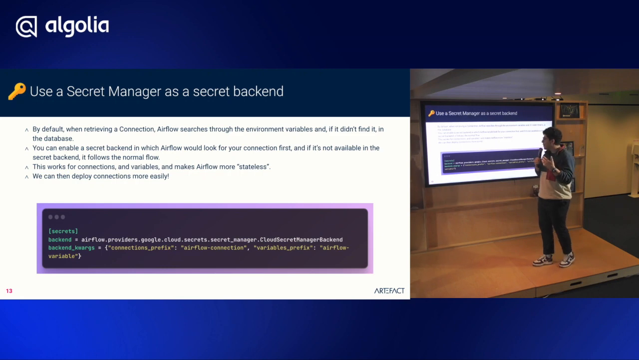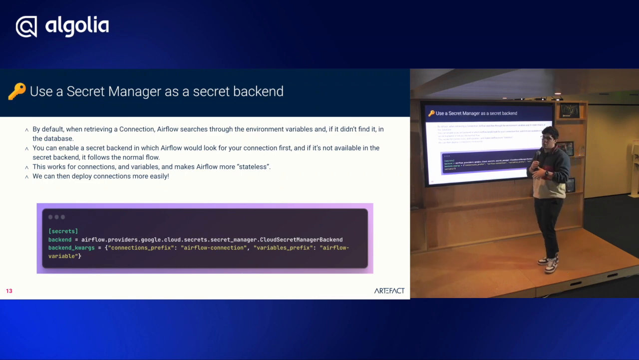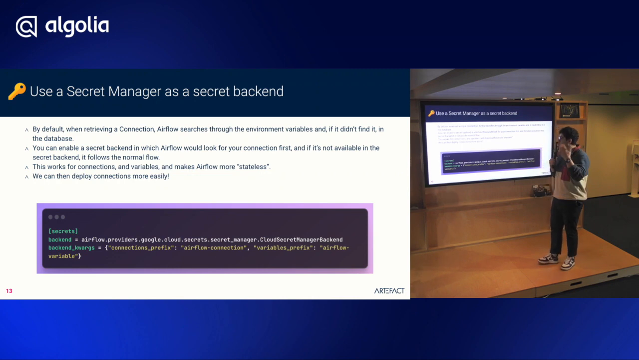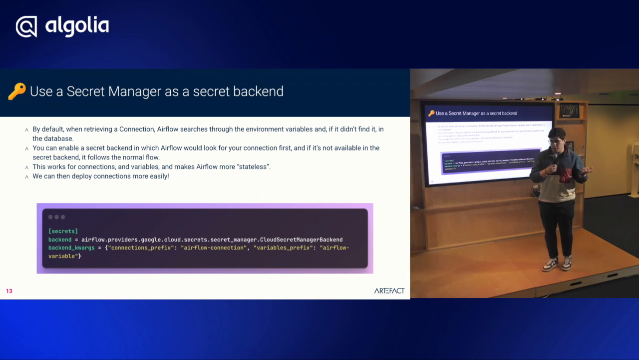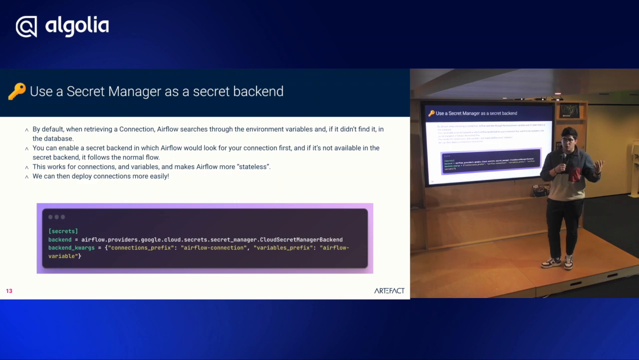So quickly, by default, when retrieving a connection, Airflow is going to search through all the environment variables to look for your connection. And if it doesn't find it, it's going to go through the database. And if that doesn't work, you have that error. And you can enable in the configuration a secret backend in which Airflow is going to look first. So it's retro compatible with what you have. And this works for connections and variables and makes Airflow more stateless in a way, because all the connections are stored outside of Airflow. And we're going to see right after that we can deploy connections more easily and programmatically.